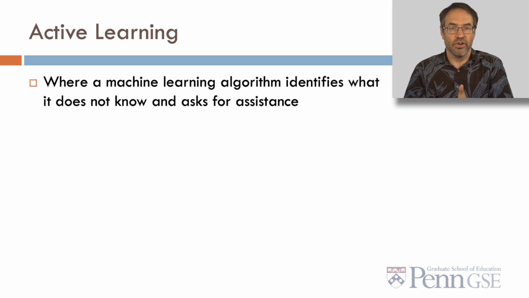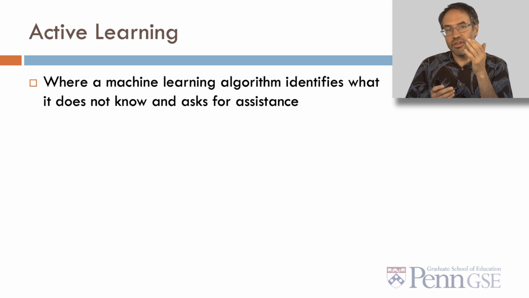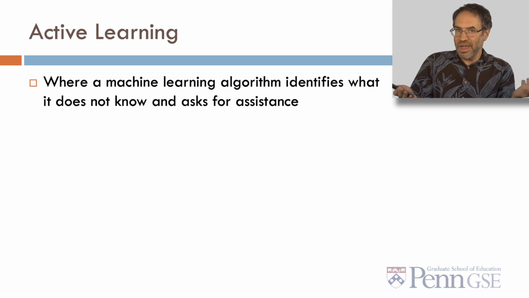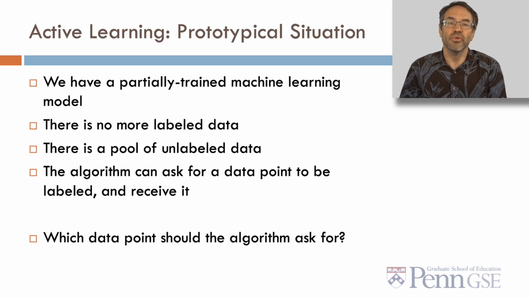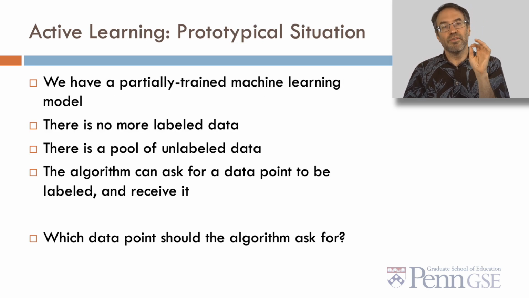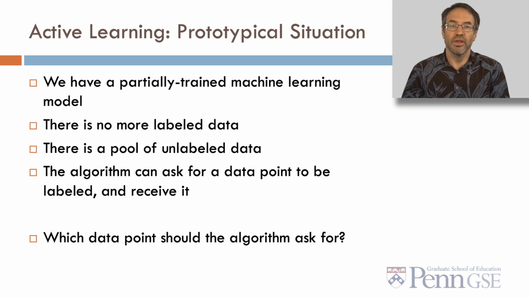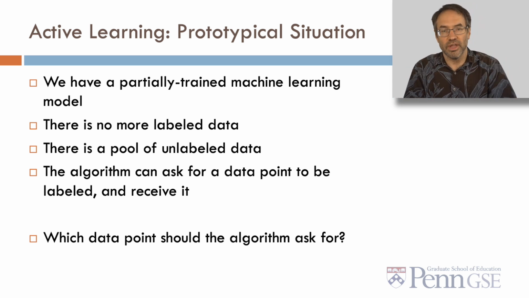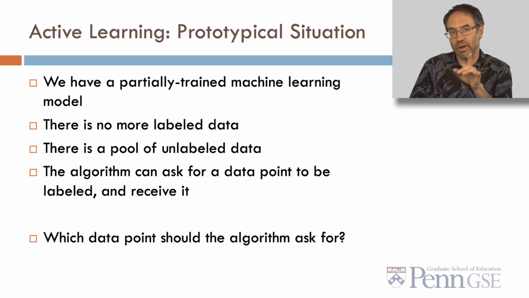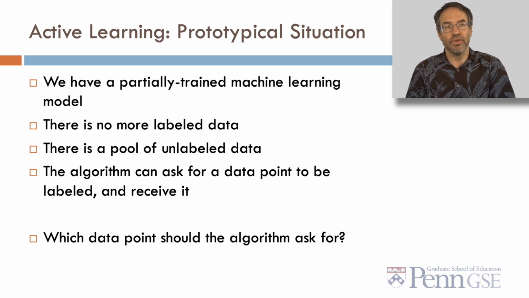So that's transfer learning. Active learning is the related problem where a machine learning algorithm identifies what it doesn't know and asks for assistance. Wouldn't that be great if machine learning could do that? Wouldn't it be great if all of us could do that? The prototypical situation for active learning is we have a partially trained machine learning model. There's no more labeled data. We're out of labeled data for the moment. But we've got a pool of unlabeled data. And the algorithm is now allowed to ask for a data point to be labeled and receive it.